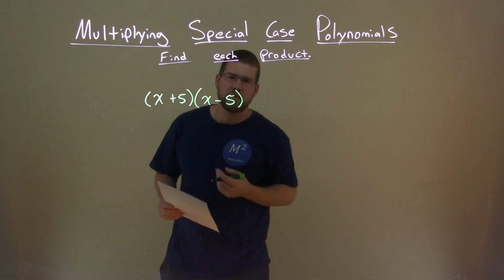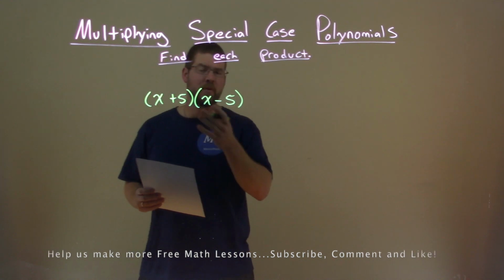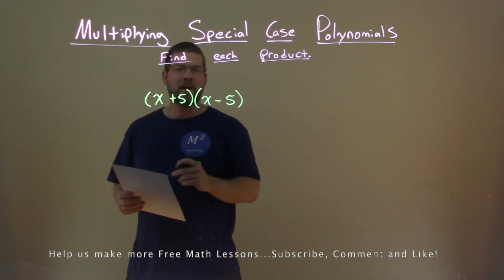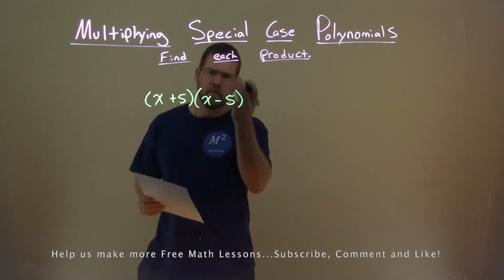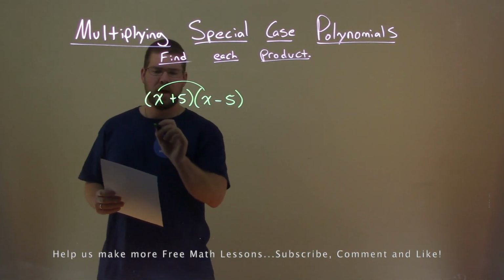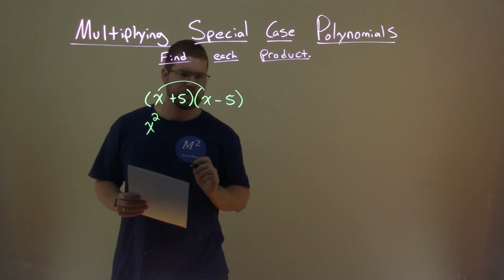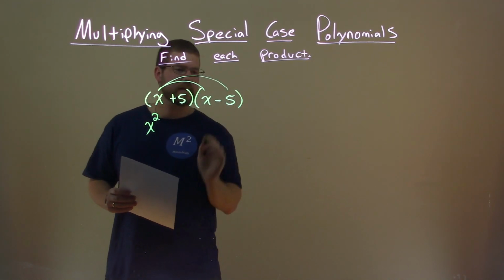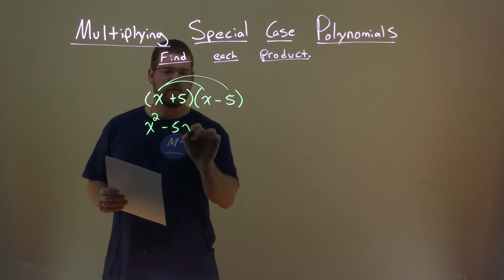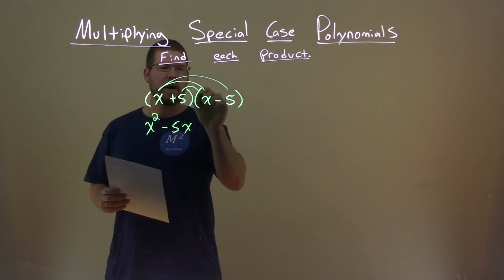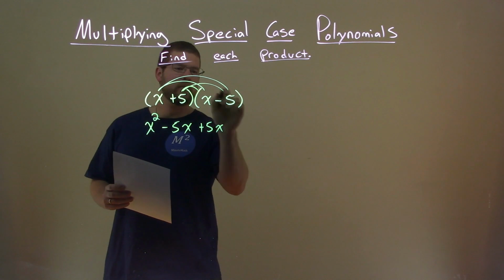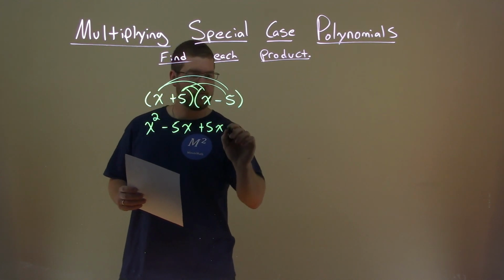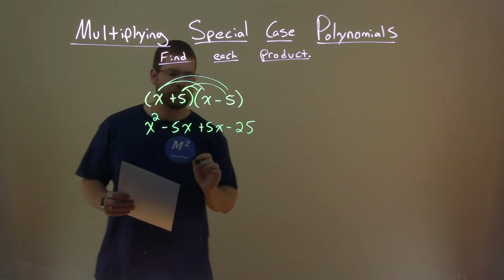We're given this polynomial that we're multiplying: x plus 5 times x minus 5. Okay. First step, multiply x times x, we get x squared. Then multiply x times minus 5, minus 5x. 5 times x is a positive 5x, and 5 times negative 5 is a minus 25.